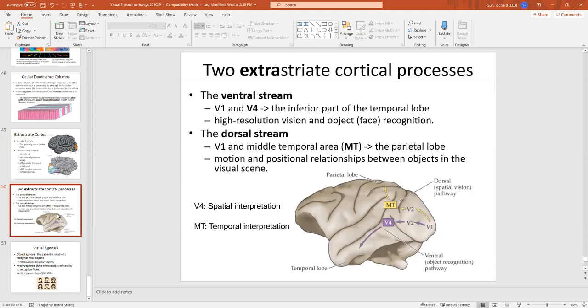Okay. So when this visual system projects into V1, we need to make sense of it. We need to try to understand it. The way to understand it is to project into the extrastriate cortex. There are two extrastriate cortical processing streams. One is called the ventral stream. The ventral stream goes from V1 to V2 to V4. This stream projects into the temporal lobe. This stream is important for object recognition.